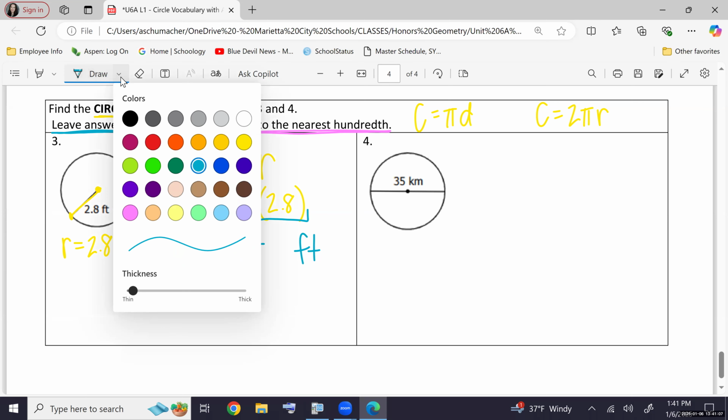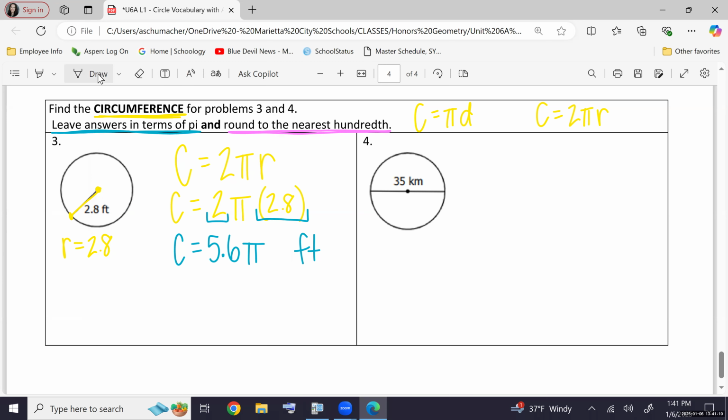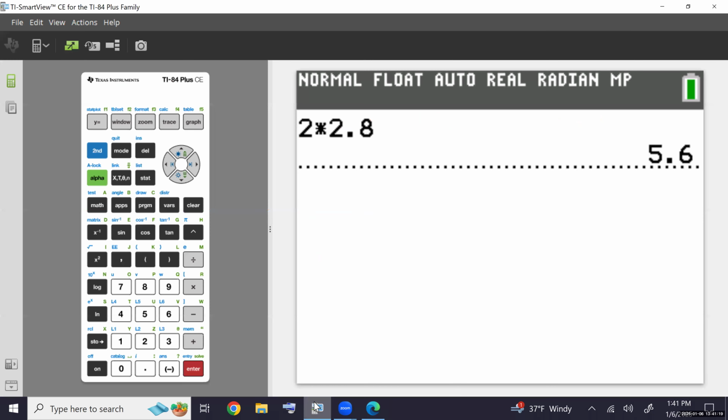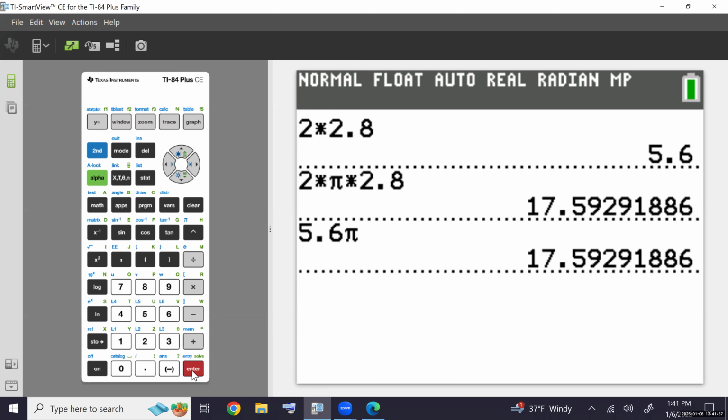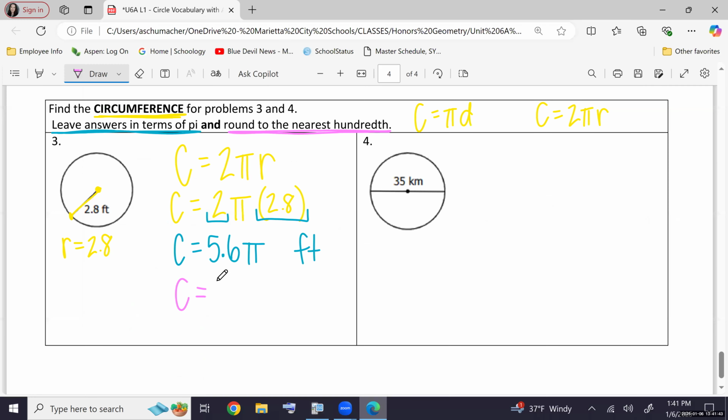Now finding the rounded answer, rounding to the nearest hundredths, we are going to type all of that into the calculator. Just like for area, if you want to do 2 times pi times 2.8, that's fine. It gives us 17.59. You could also just type in 5.6 pi. That's our exact answer, so you can just type that in. It'll give you the same thing. But our rounded answer is going to be 17.59 feet.